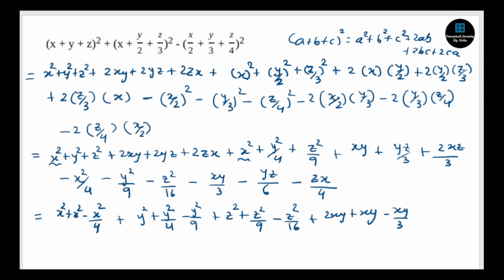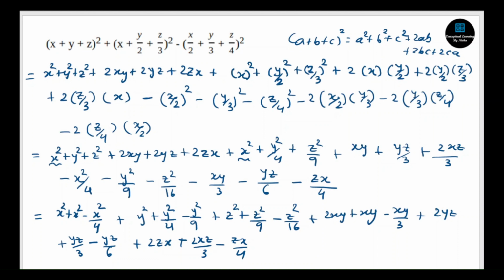Now yz, so plus 2yz plus yz upon 3 minus yz upon 6, and plus 2zx plus 2xz upon 3 minus zx upon 4. So do it carefully, okay? And once you do this and simplify using the LCM, you will get your final answer.